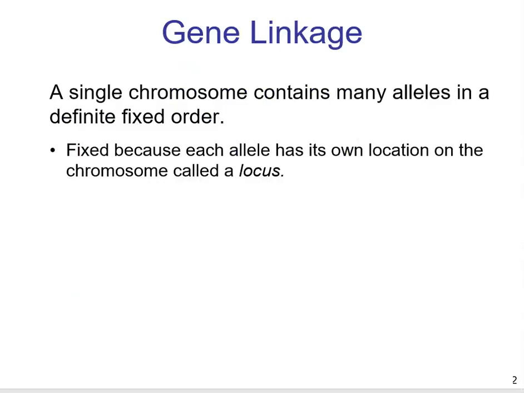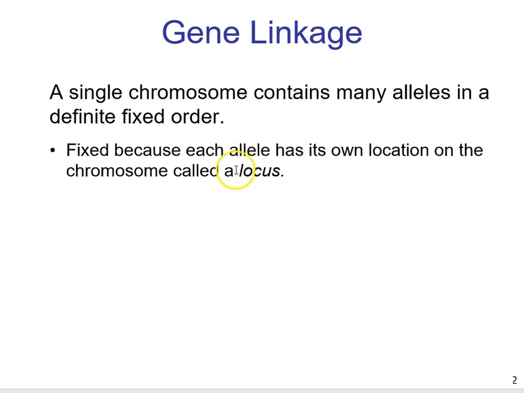Well, a single chromosome contains many alleles in definite fixed order. What are alleles? These are nothing but variations of the gene. So in simple language, what we are trying to say is that a chromosome contains many genes, and these genes are found in fixed order. They're not in any random sequence, but their location is very fixed. And this fixed location of the gene on the chromosome is called locus or loci.